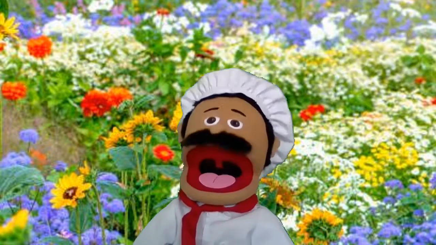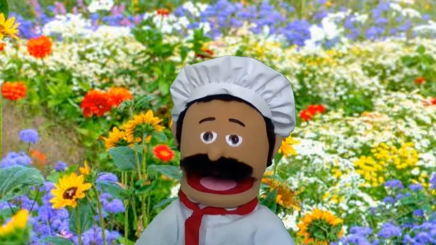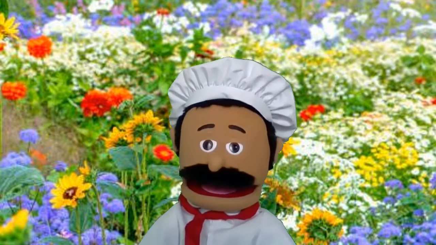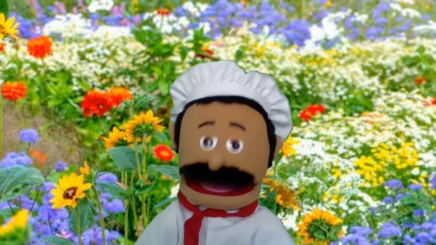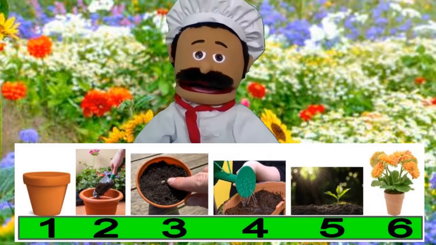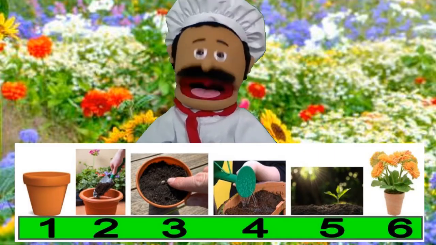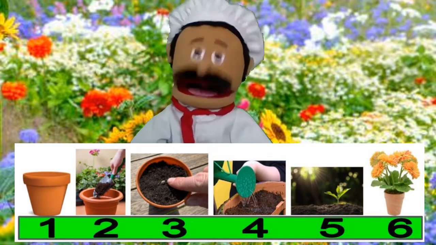We're going to combine two computational thinking strategies today, boys and girls, and I'm going to show you how to build a model of an algorithm of how to plant a seed. Are you ready? Let's do it! All right, boys and girls, below you see the model of my 6-step algorithm of how to plant a seed.